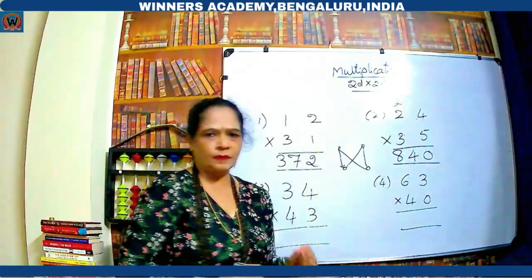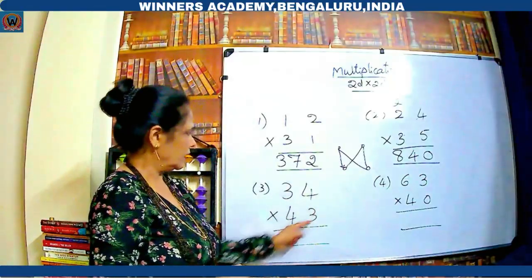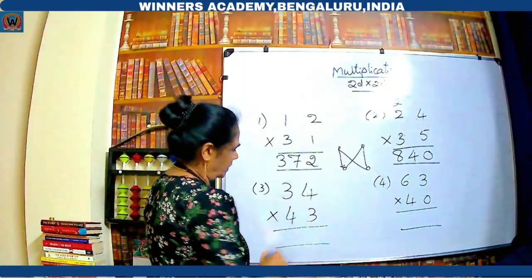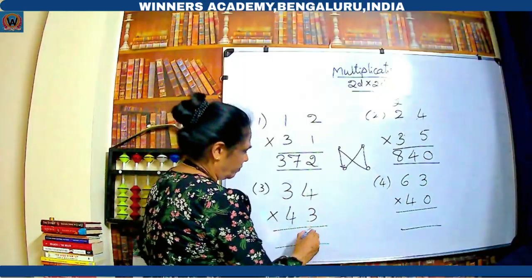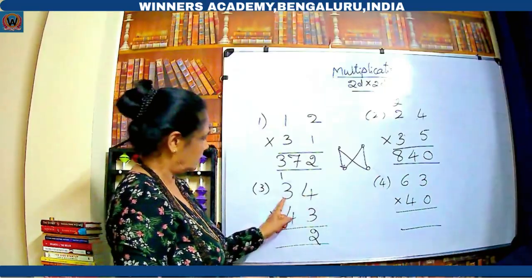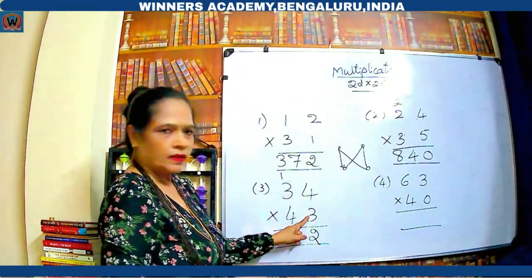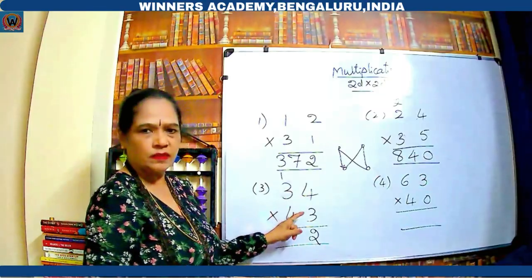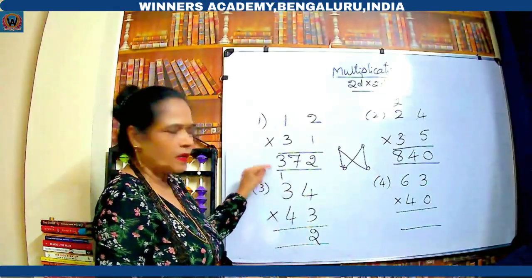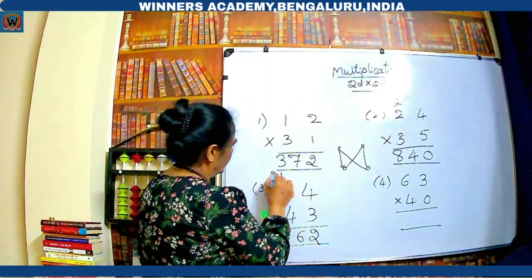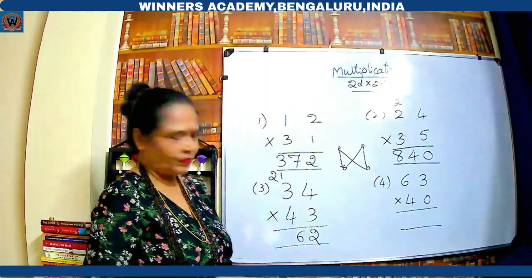Let us see for the third one now. Now easily we can do this. 4 into 3. 4 3s are 12. 2 here. 1 carry. Now cross multiplication. 3 3s are 9. Plus 4 4s are 16. 16 plus 9, 25 plus 1, 26. Write 6 and write 2 as carry.